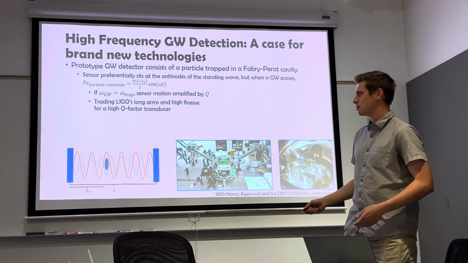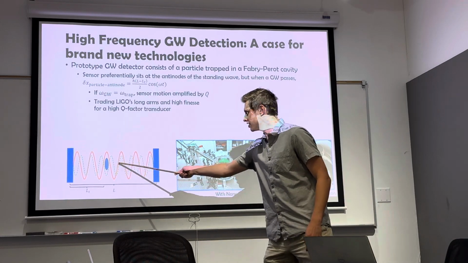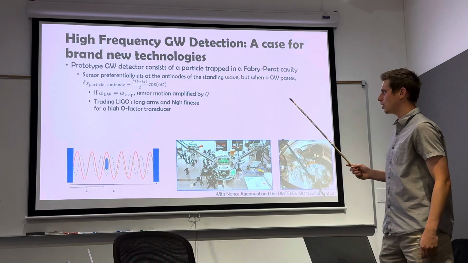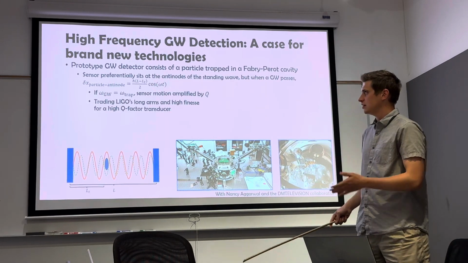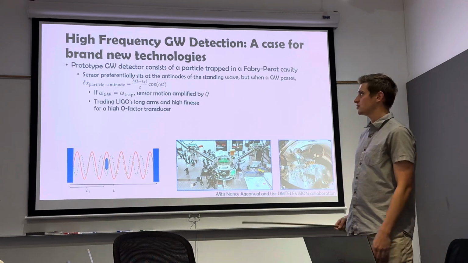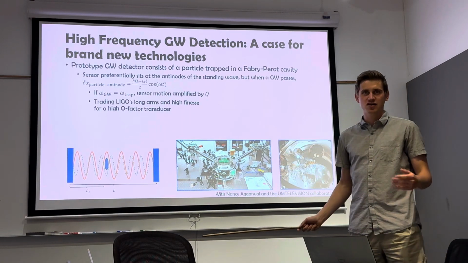What that looks like is the particle is going to experience some force in this direction as the gravitational wave expands the cavity. This force is then just going to follow the time variation of the strain, so it looks like a cosine of omega t if your strain is a cosine of omega t.